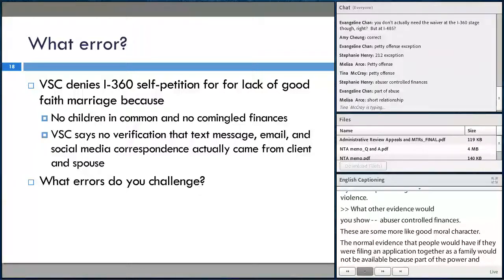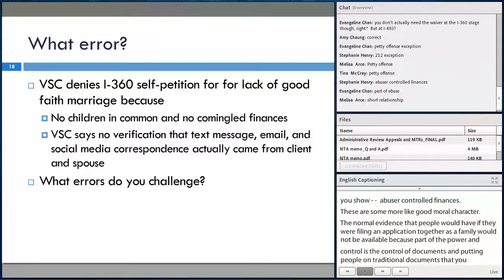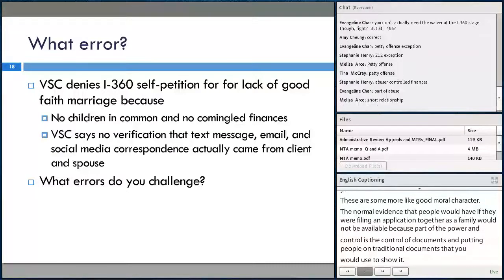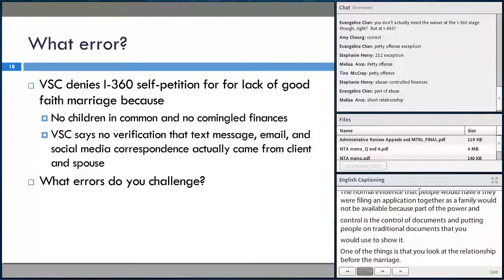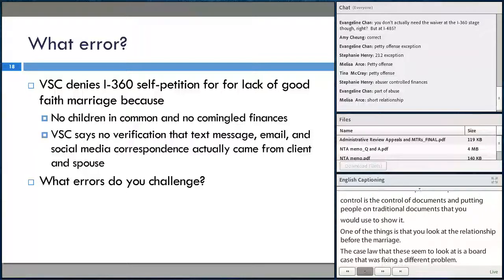And one of the practice pointers on that is that you can look at the relationship before the marriage to show that it was a good faith marriage. The case law that Vermont Service Center seems to look at is a board case that was actually fixing a different problem. But there's a board case that says you should look at the inception of the marriage when they first entered the marriage to see if it was a good faith marriage.